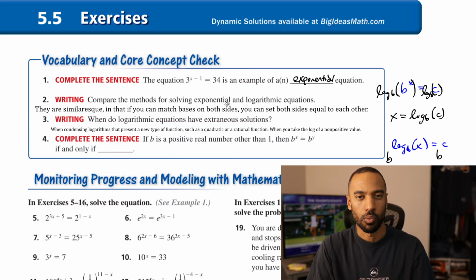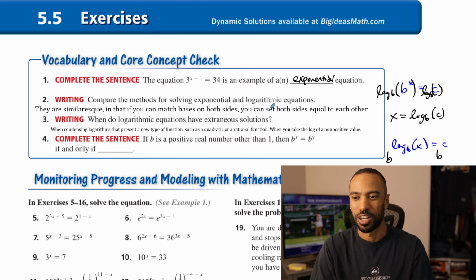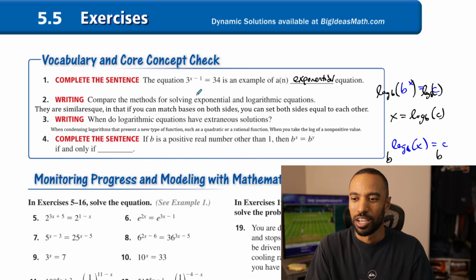I'm really bad at these initial ones because they're not really problems. You know, they're just kind of questions based on the lecture. Complete the sentence. Number 4.